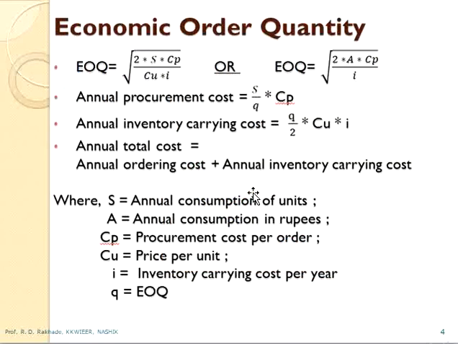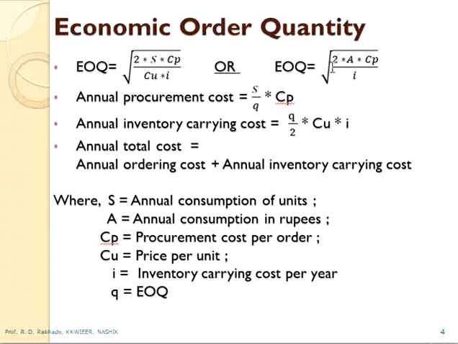Now the formula to be used in EOQ. Basically there are only one or two formulas. The first one is EOQ equals under root 2 into S into CP divided by CU into I. So there are two formulae to determine EOQ. The first one is in terms of S, and the second in terms of A.